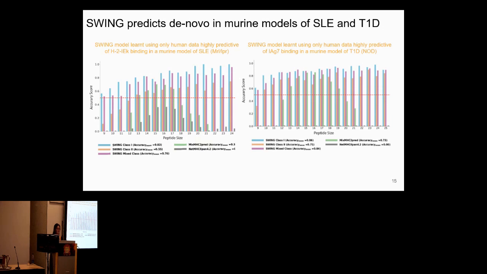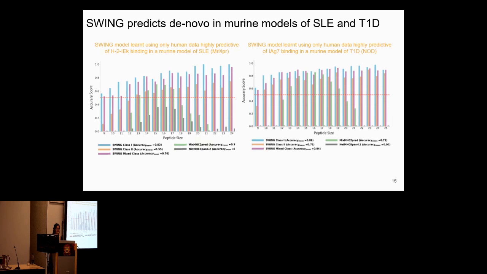And so here we have Swing class 1, class 2, and a mixed class model in blue, orange, and magenta, and then MixMHC2pred in green and NetMHCpan 2 in gray for comparison. And overall, we can see that we have much better accuracy than these other models when trying to identify these binders, while also being the only model that has never trained on any mouse data before. And then on top of that, you can see that we can predict beyond the typical length of peptides, which shows that Swing doesn't have any length bias because we're not encoding that motif directly like the other methods are.